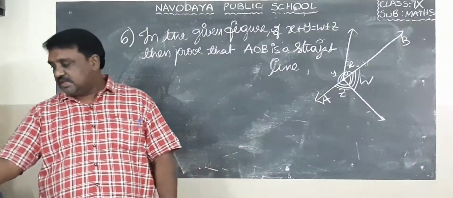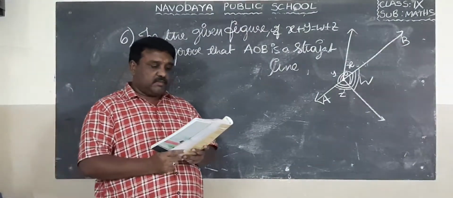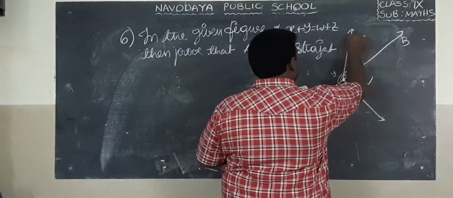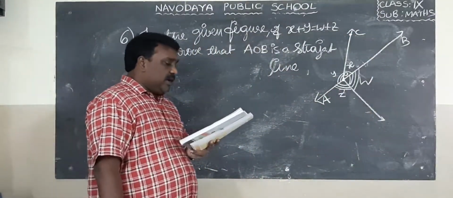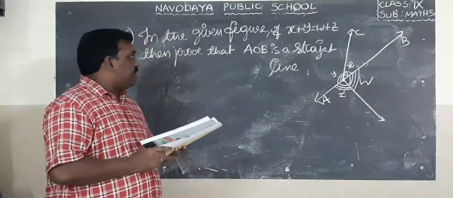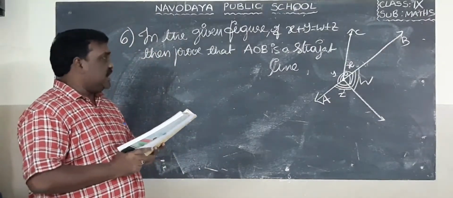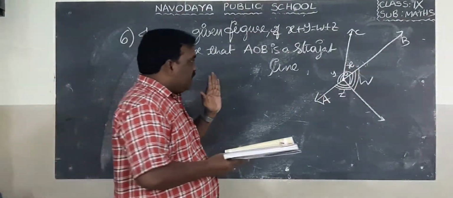Write down problem number 6. What is problem number 6? That is a diagram. See problem number 6. In the given figure, if x plus y equal to w plus z, then prove that AOB is a straight line. Observe the diagram clearly.